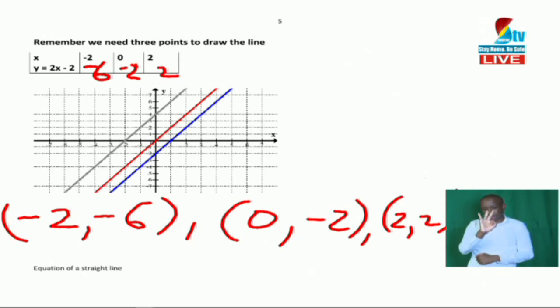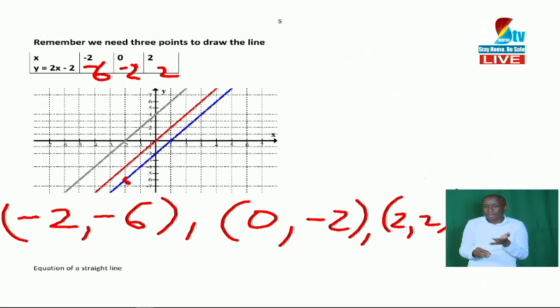So let us see where these points are. You are going to be able to see that actually in this last line that I have now, I'm looking for -2,-6, which is somewhere there.